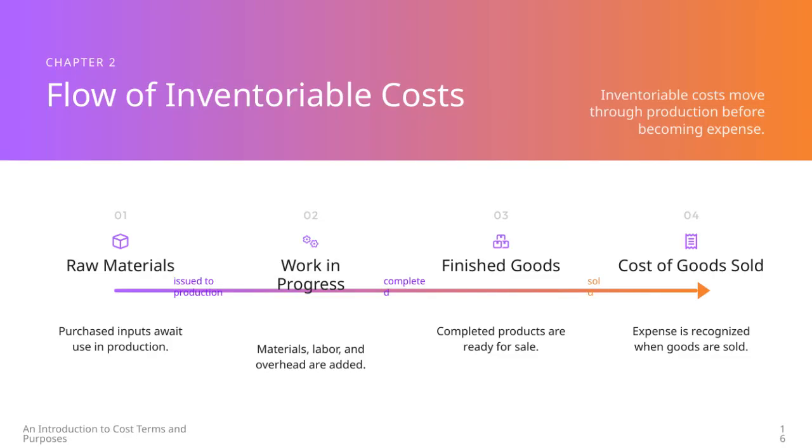Here, we're looking at the flow of inventoriable costs, which track how costs move through production before they're recognized as expenses. It starts with raw materials. These are the purchased inputs that are waiting to be used in production. Next, as production progresses, these raw materials combine with labor and overhead costs, and this stage is called work in progress. Once the product is completed, it moves into finished goods, meaning it's ready for sale. Finally, when the product is sold, the associated costs are recorded as cost of goods sold, which is when the expense is actually recognized. This flow helps us understand how costs accumulate and transition from inventory to expense over time.